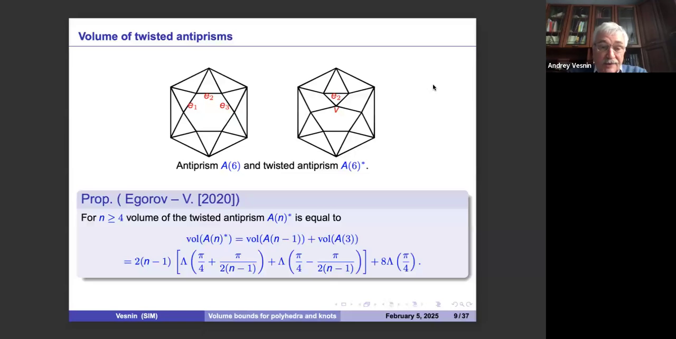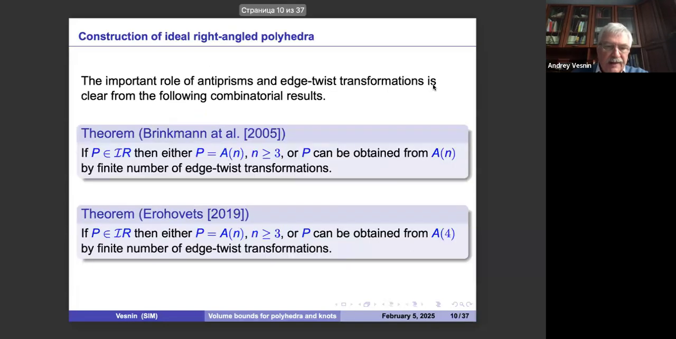Let us look at an example. If you start with the antiprism with number 6, you can apply this procedure with the twisting operation and you obtain a new polyhedron. Let me call this new polyhedron the twisted antiprism, annotated by a star. Since we know the volume of the antiprism, we can find the volume of the twisted antiprism. It's just a sum of the volumes of the antiprism of the previous step and the octahedron. So we can construct such a family, and we are able to calculate volumes.